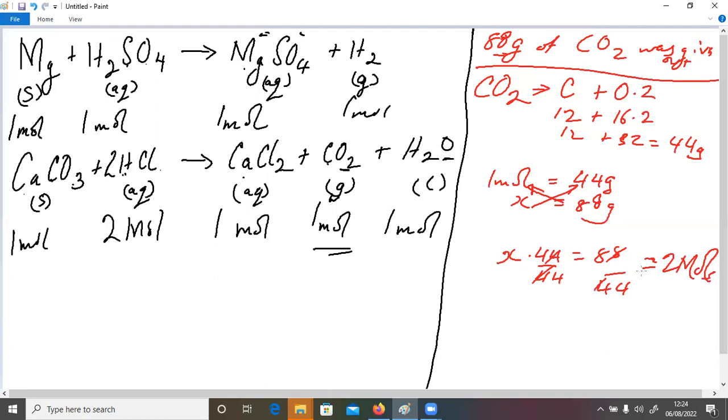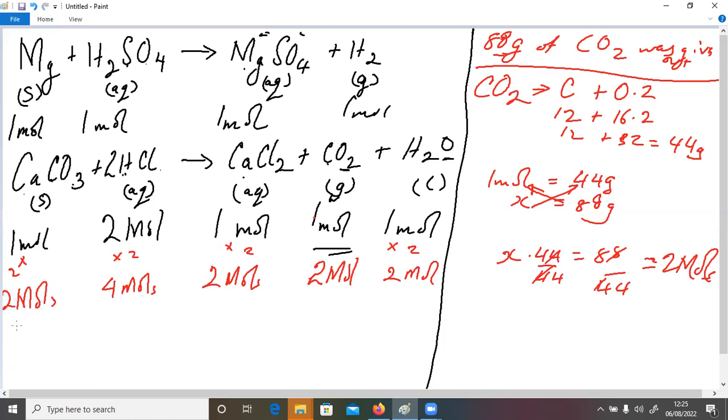So I produced 2 moles of carbon dioxide gas. What I did here was multiply by 2, so for each quantity I need to multiply by 2. So I get 2 moles of water. I multiply by 2, I get 2 moles of calcium chloride. I multiply by 2, I get 4 moles of hydrochloric acid. I multiply by 2, I get 2 moles of calcium carbonate.